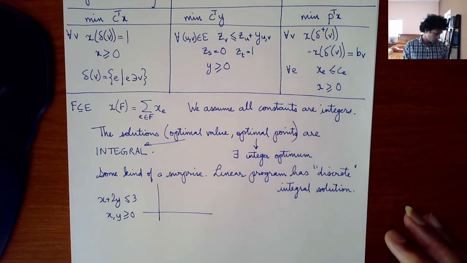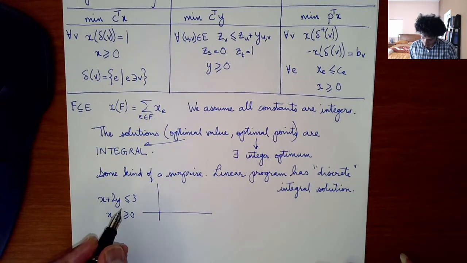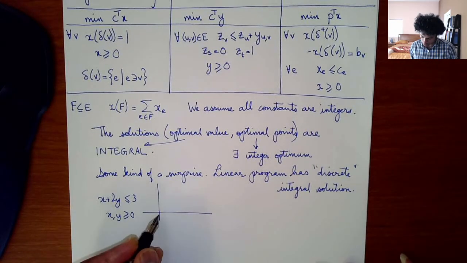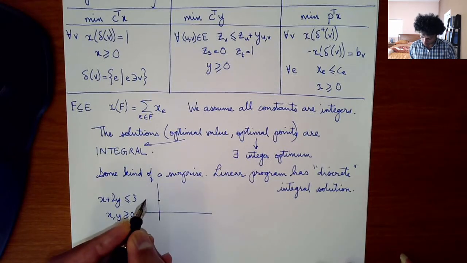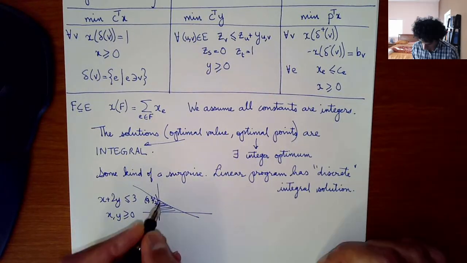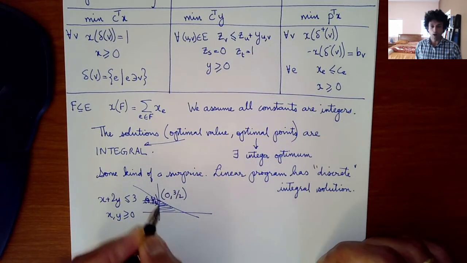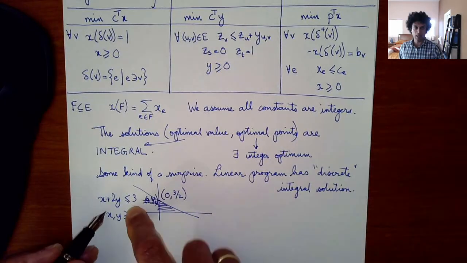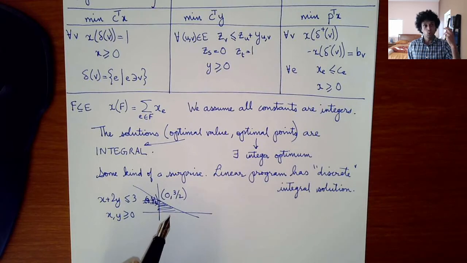You can plot something like this, and it's easy to see that when x is equal to 0, then y is going to be 3/2. So you have that 3/2, and that's your polytope right there. The coordinates of that point are not an integer, so there's no reason why integral constraints should lead to integer points.